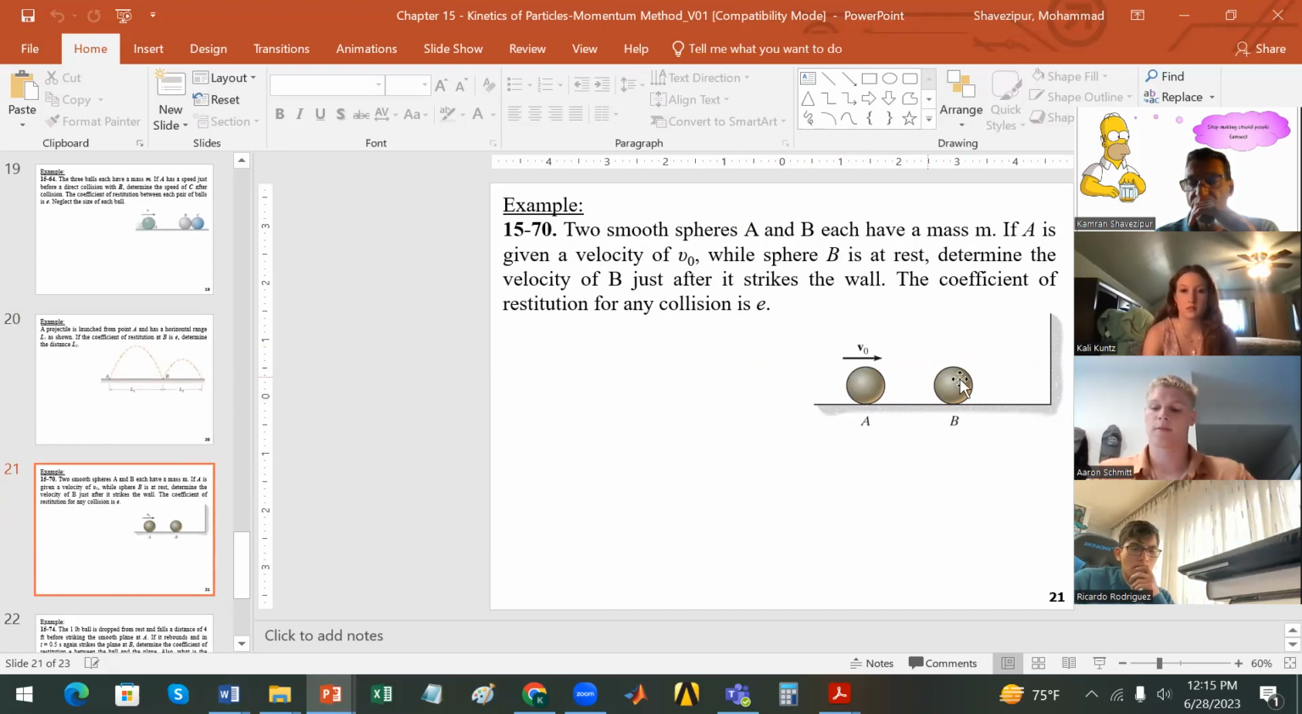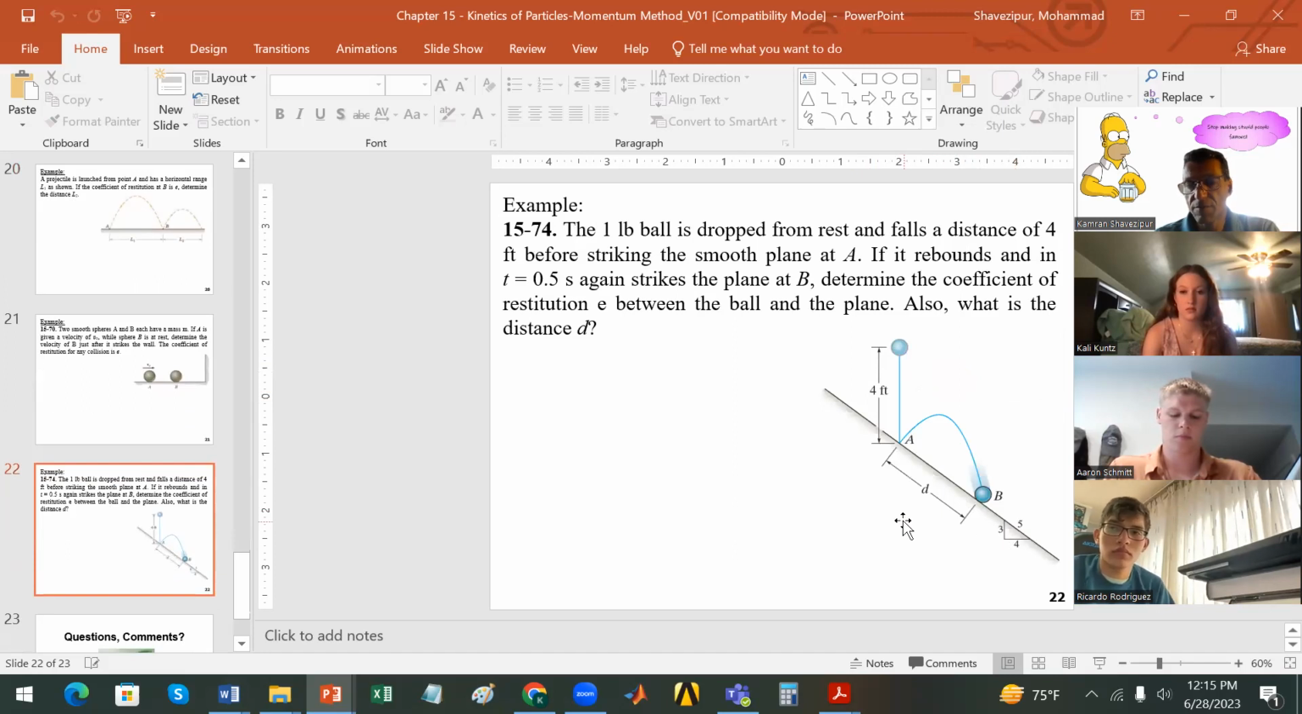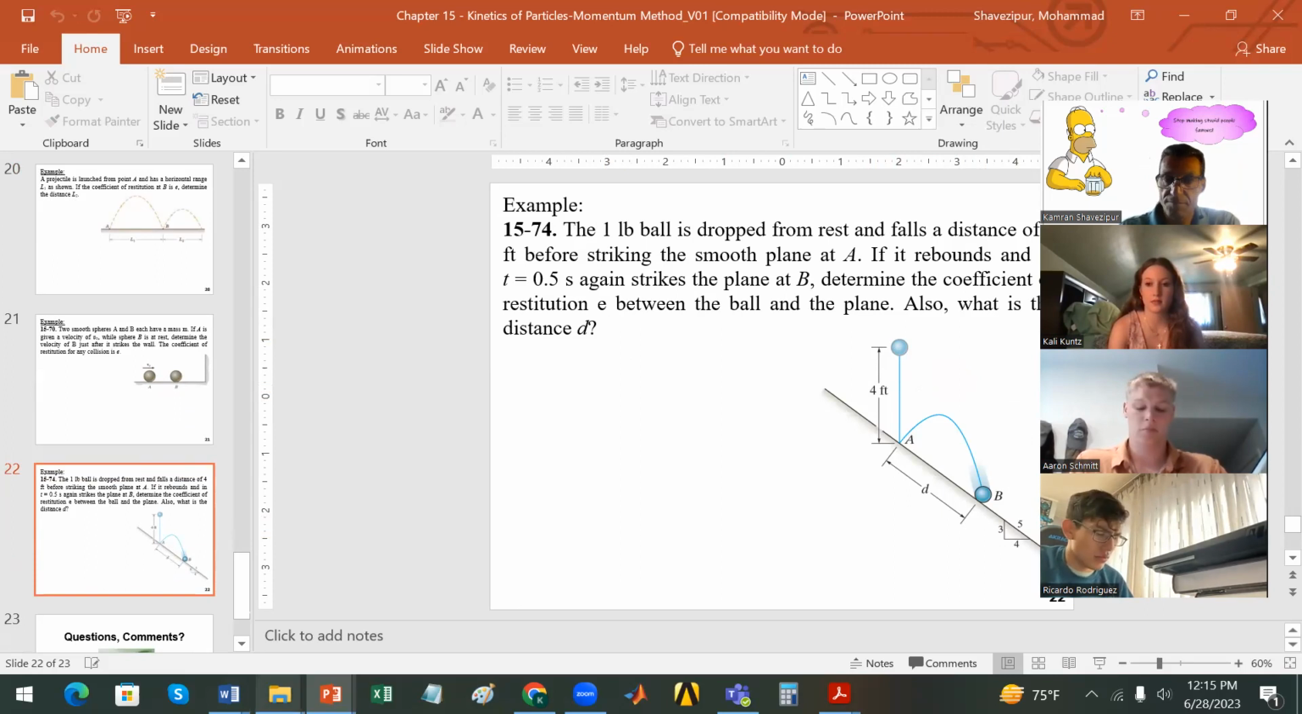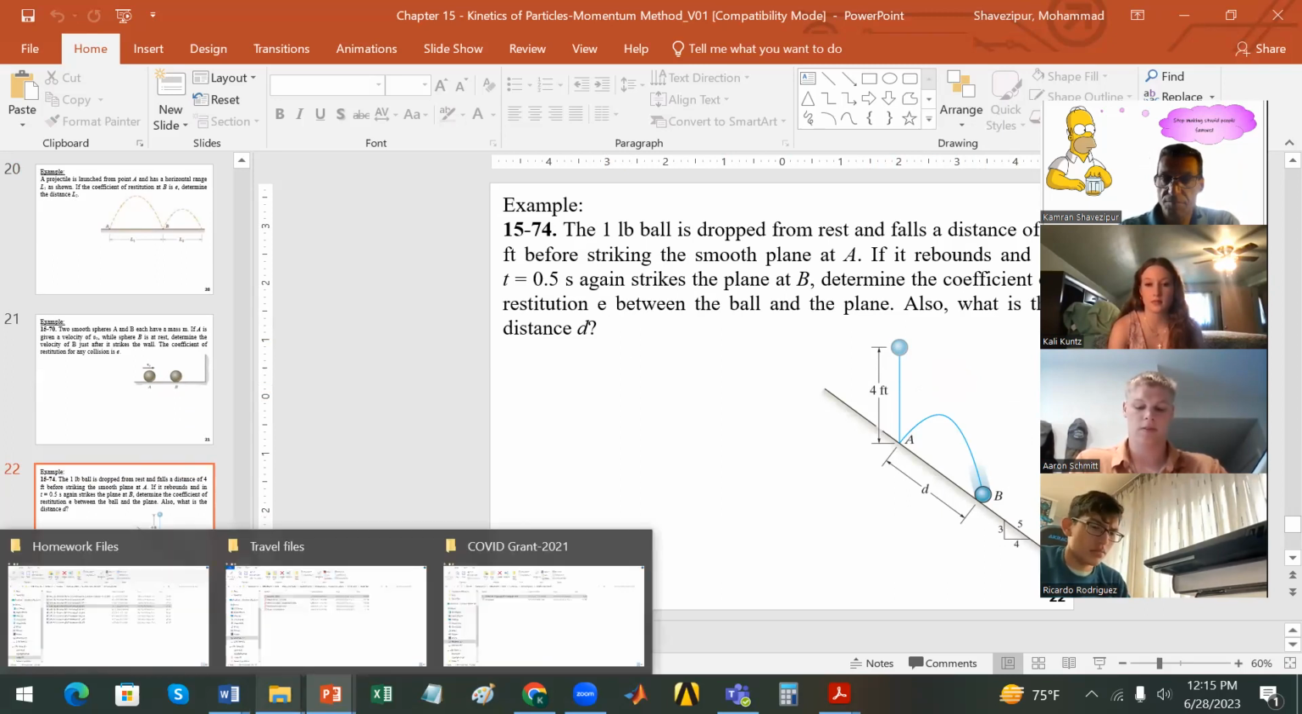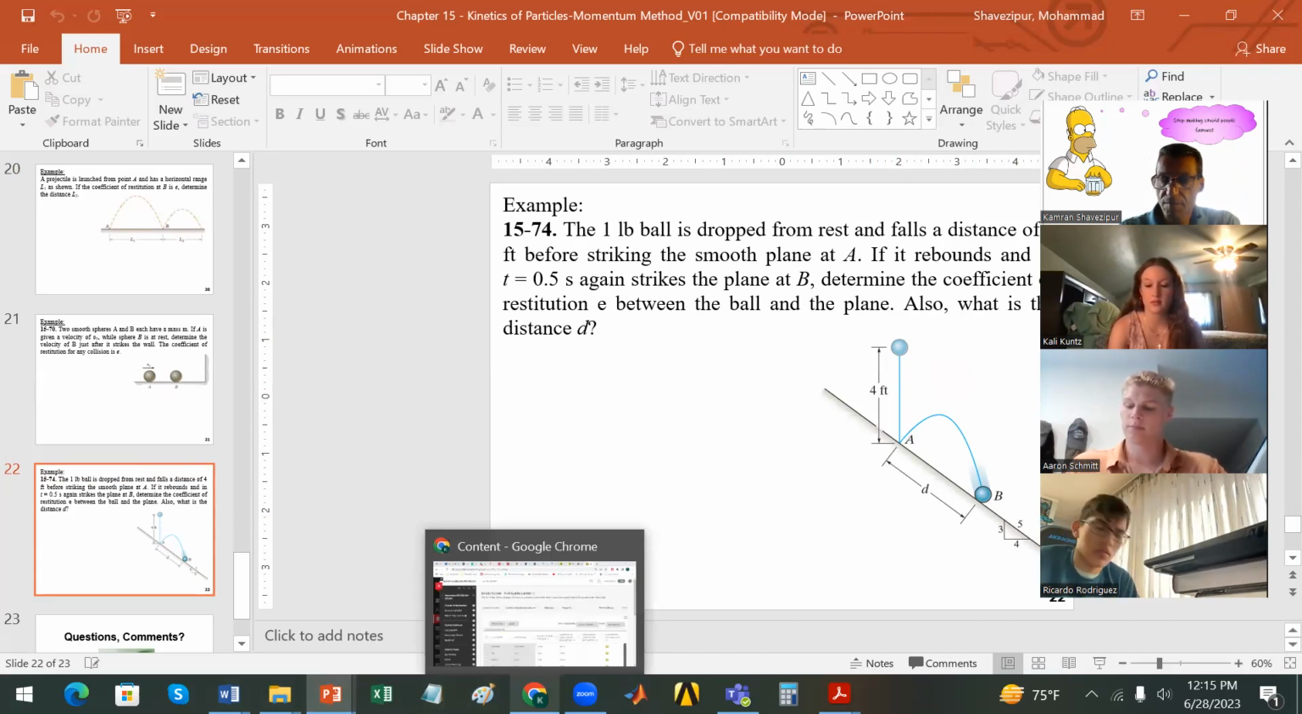You have an impact here between the two, then B is going to hit the wall, another impact with the wall. We explained how the wall works. This was the most complicated. So we covered different types of impact problems involving a little bit of kinematics and other stuff. Any question about this chapter? Are we good? Okay, I'm going to give you a 5 minute break and then we're going to start chapter 16.